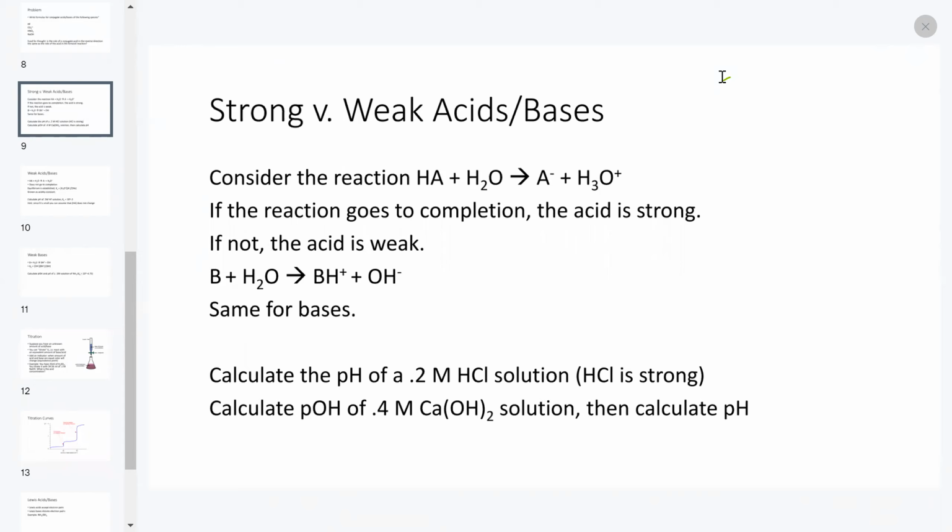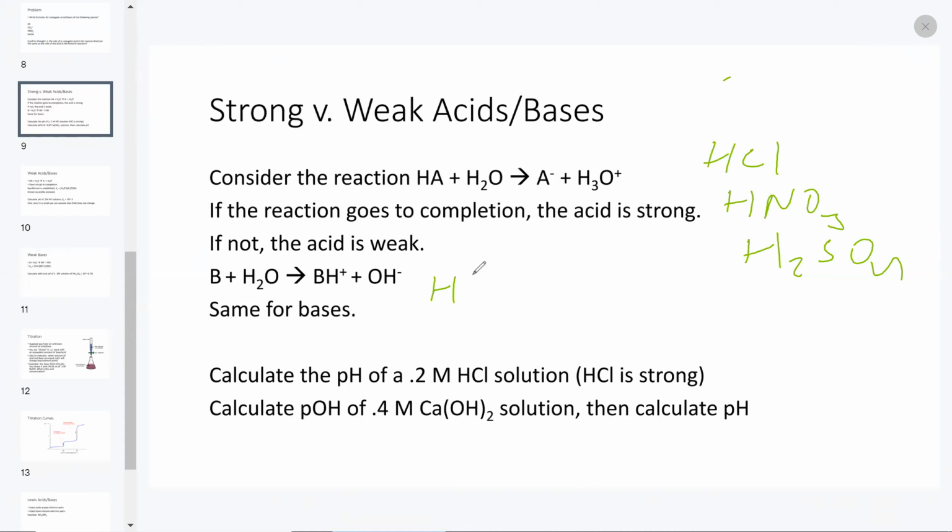So some examples of strong acids, you should write this down, the most common ones at least, are HCl, HNO3, H2SO4. So these will go to completion. So these are the three major strong mineral acids that you'll see.